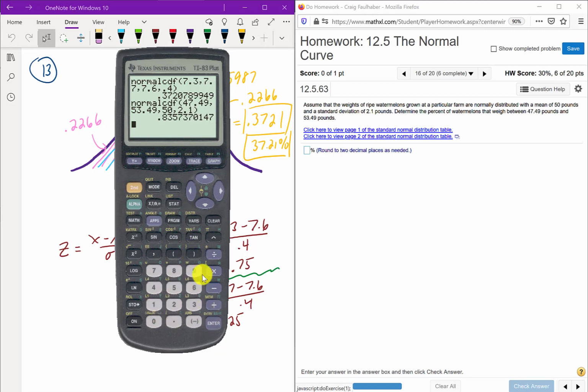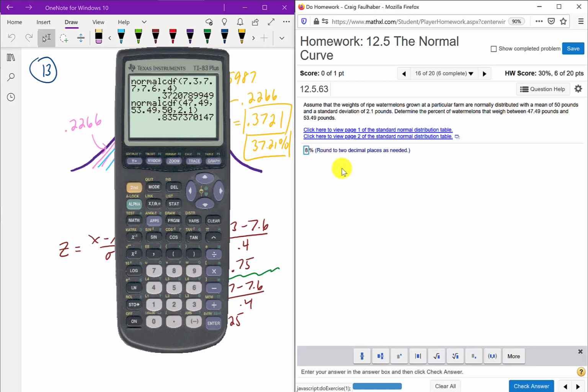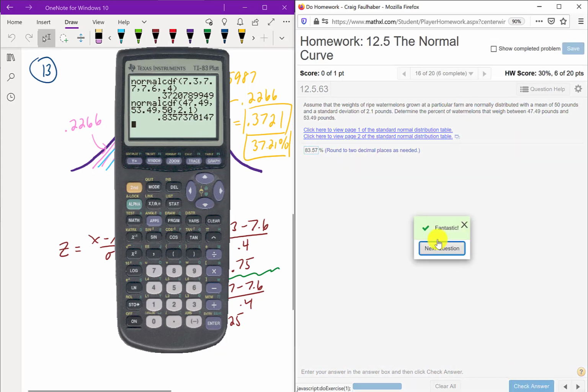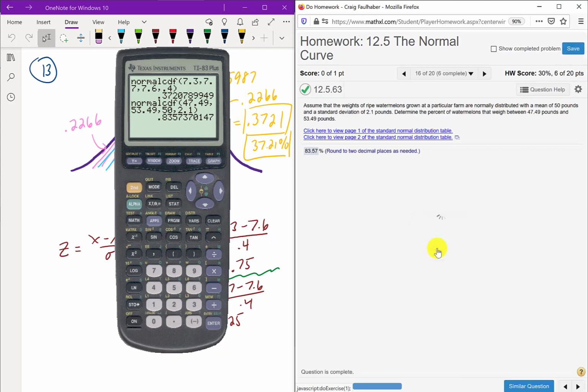We get an answer of 0.8357. They want this written as a percent, so I'm just going to go ahead and do it. I'm going to do 83.57, and I'm going to check the answer, and that is correct. Again, feel free to do this, check your answer using the tables, but that calculator function can save you a lot of time in this section.